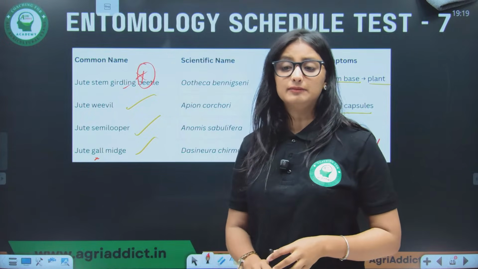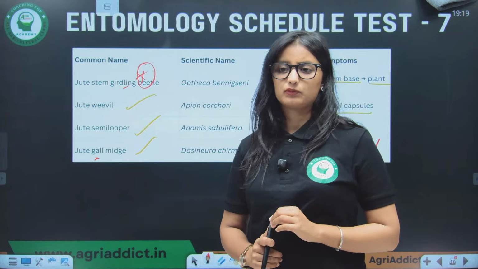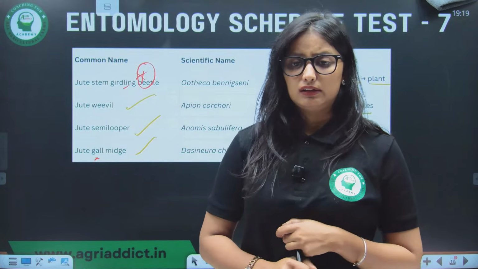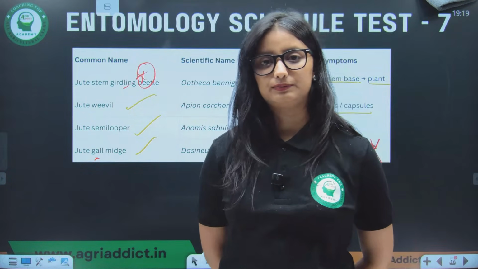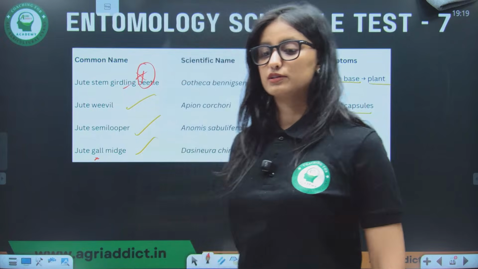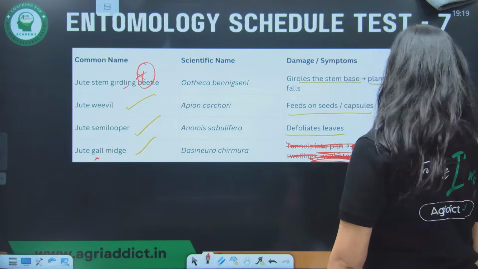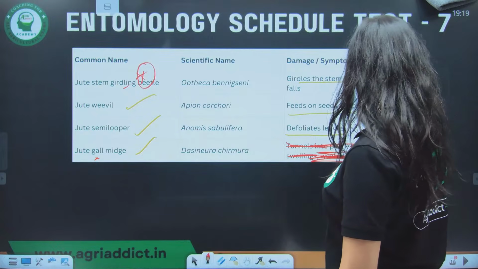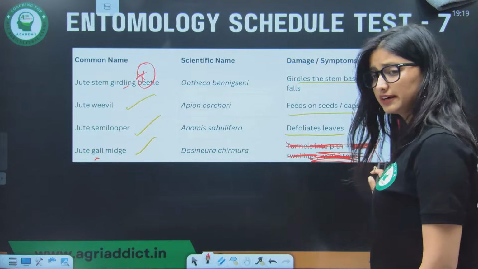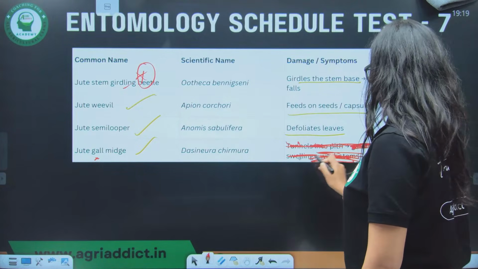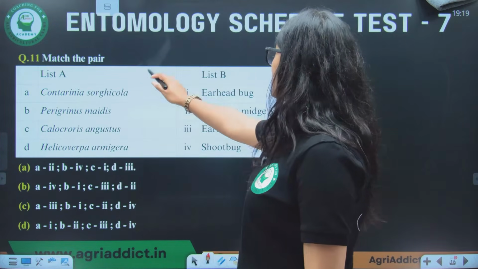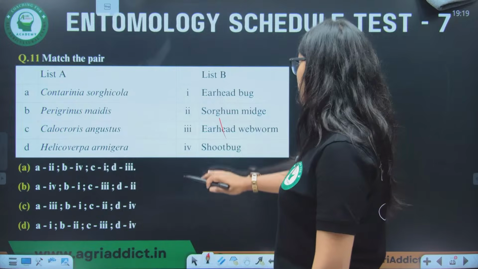Clear है? Comment में बता दो अगर कुछ doubt है. Okay, so let's move. Okay, very good. Yeah, this is not the symptom. When you read from this PDF, this is wrong. Next is match the columns. Again, very simple.